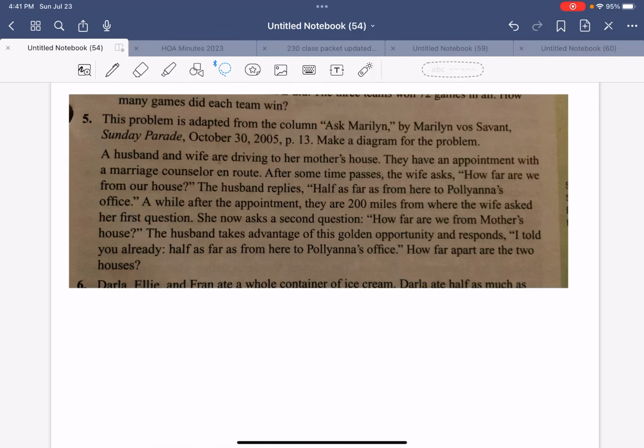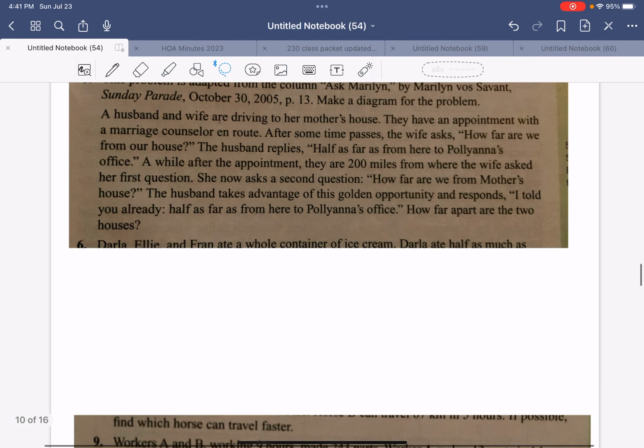All right, here's some tips with homework number 5. A lot of this is the diagram and the setup. So you have a husband and wife driving to her mother's house, and they have a marriage counselor en route. So you're starting at their house.